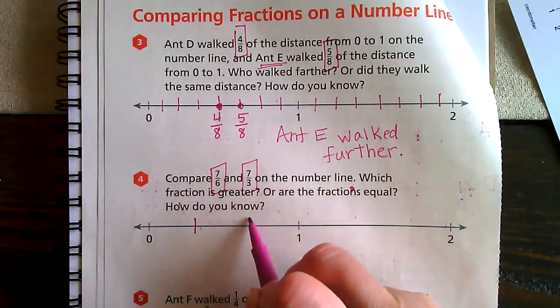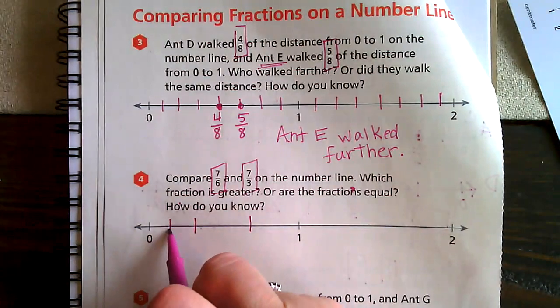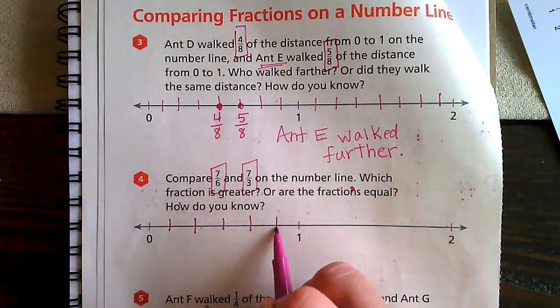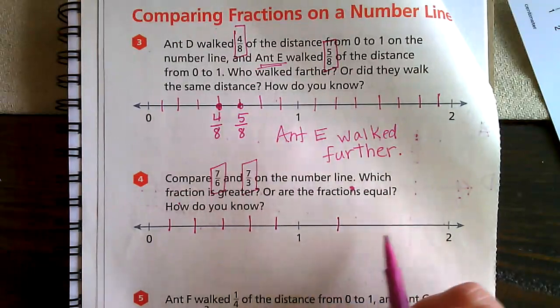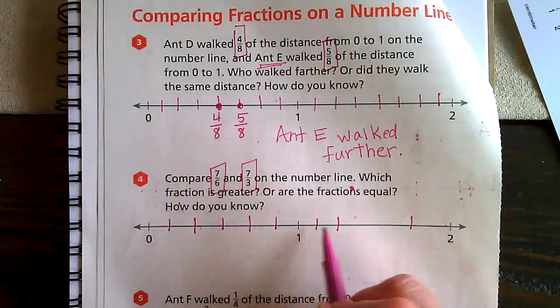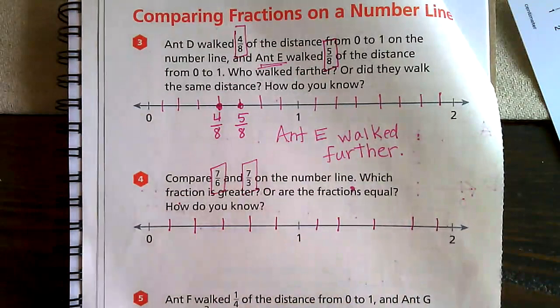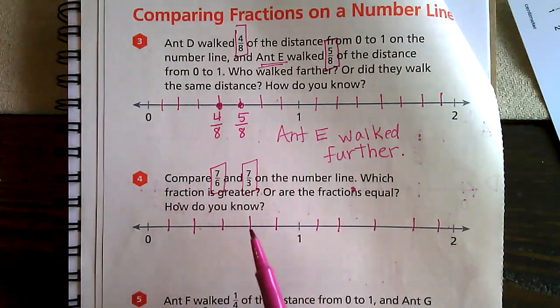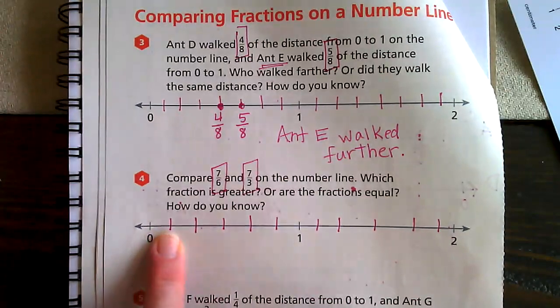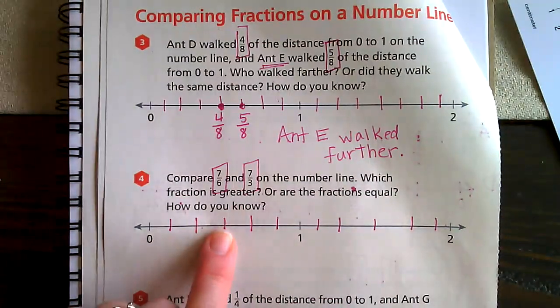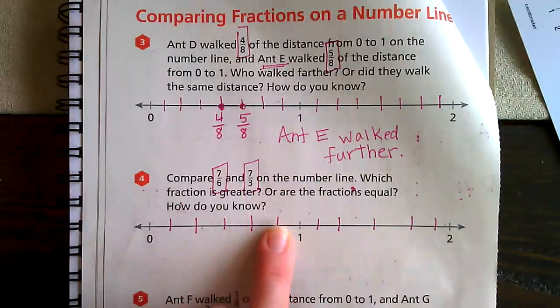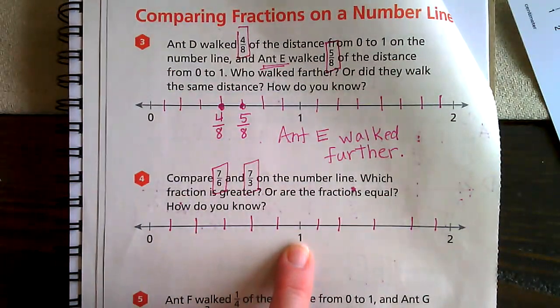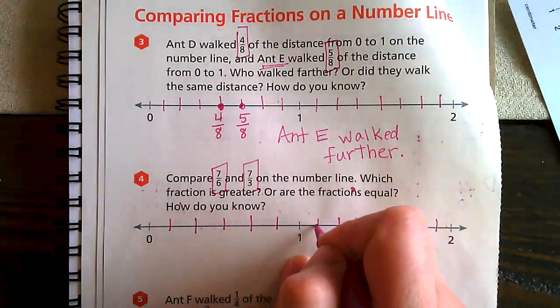Start with your thirds and then split your thirds. So you have 6. Pause if you need to. And now let's go ahead and find where 7/6 would be. 1/6, 2/6, 3/6, 4/6, 5/6, 6/6 or 1 whole, 7/6.